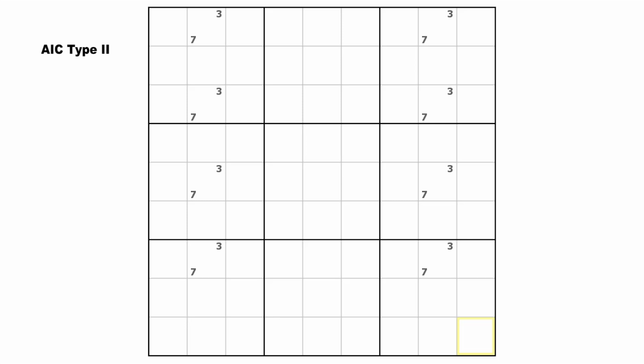Now please use your imagination, and let's say we have an AIC Type II with the endpoint cells in row 1 here and here. And likewise, let's say we have another one with the endpoint cells in row 3 here and here. And another one in row 5, and another one in row 7. And let's say each of these chains begins with the 7 and ends with the 3, like this. 7, 3, 7, 3.